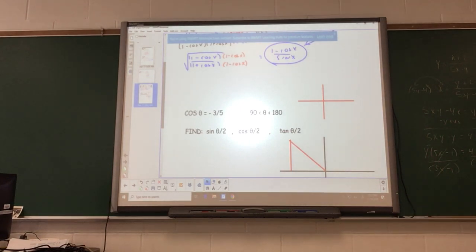Cosine of theta is negative 3/5. Theta is in between 90 and 180 degrees. So if theta is between 90 and 180 degrees, which quadrant would that be in? If you're between 90 and 180, which quadrant would that be in? 2.